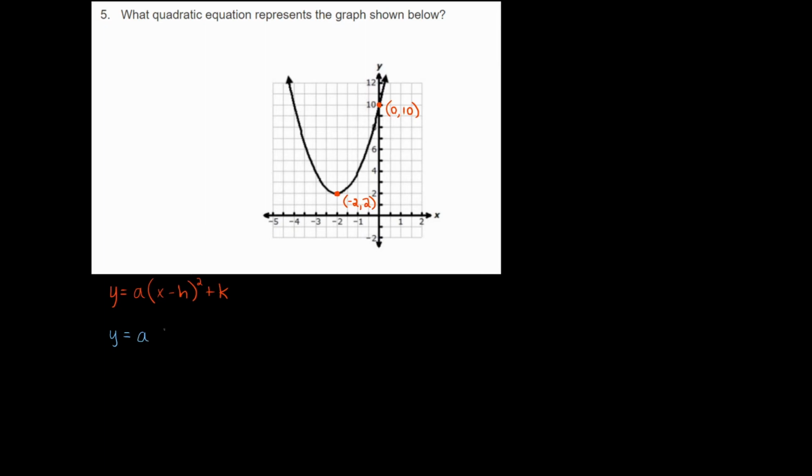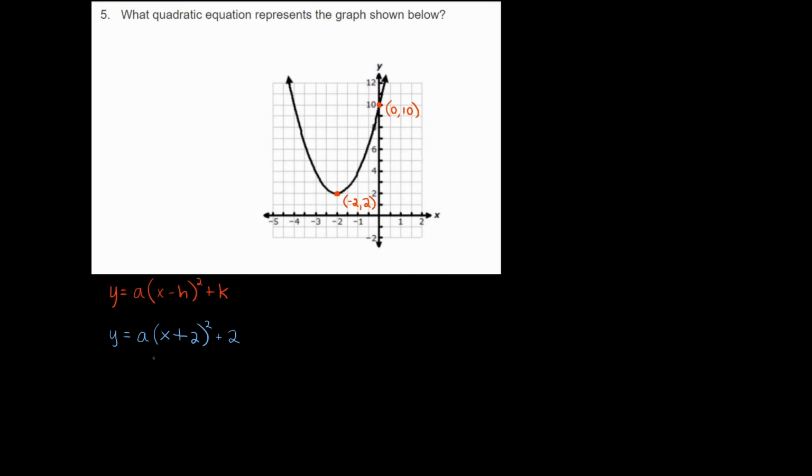We don't know that yet. I'll show you how to find that in a second. X minus h, so x minus -2. And since I'm subtracting a negative, I can create a positive with that. Plus k, that's +2.